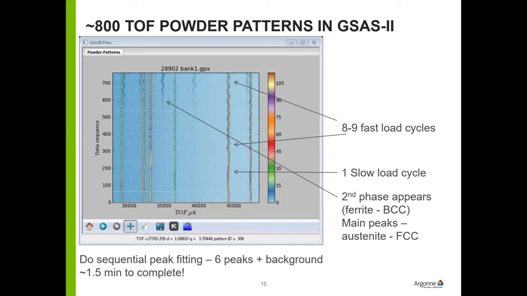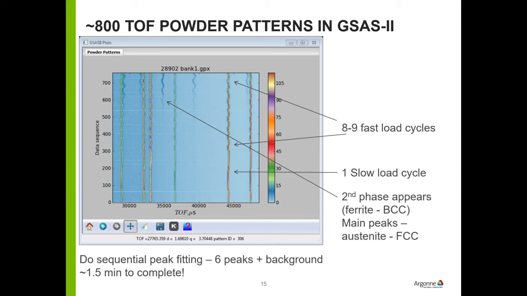You can also see a second phase appears after many cycles of reloading. That's the so-called ferrite phase. But if you look very, very carefully at this line, there's actually a faint shadow of it even in the beginning. It's a little hard to see, but it is down here. Very weak, very broad. And so what happened in the process of doing this loading and unloading is it recrystallized the ferrite and made the crystals grow and become more obvious. The main peaks are from austenite, which is another phase of steel.